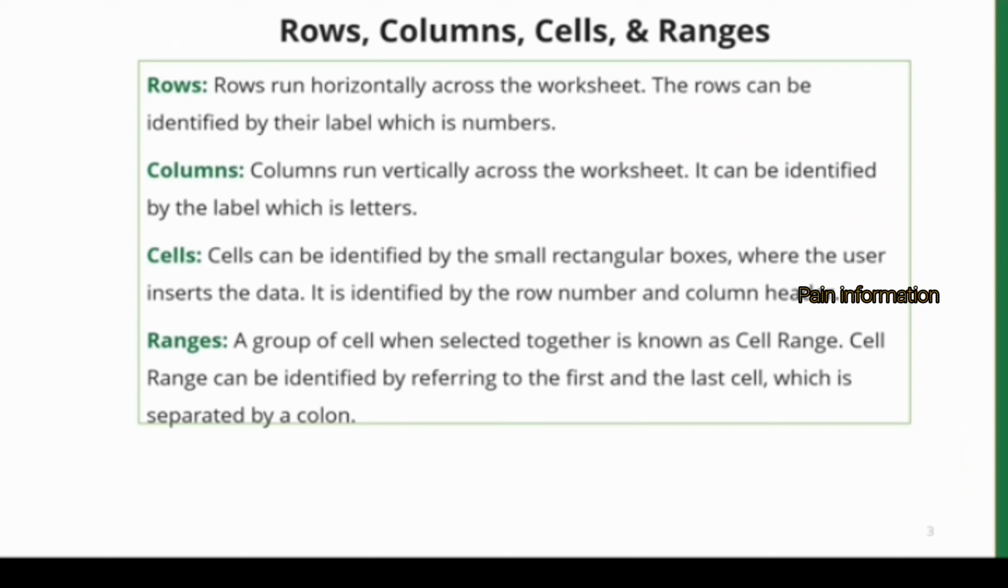And what are ranges? A group of cells when selected together is known as a cell range. Cell ranges can be identified by referring to the first and the last cell, separated by a colon. When we go to the workbook, I will show you the cell ranges. But let's say you select over 4 columns, about 5 to 10 rows. The first cell with the last one, separated by a colon, is your cell range. So let's understand what a cell range, cells, columns, and rows are.